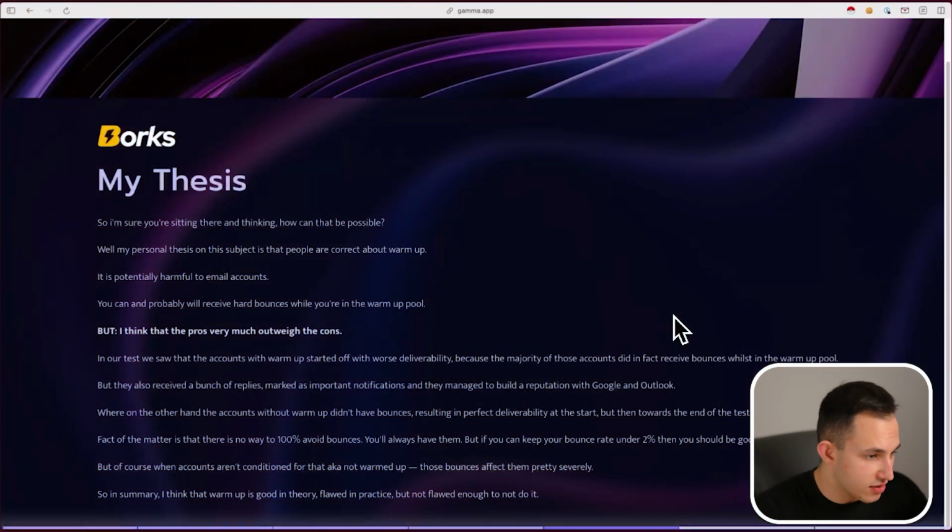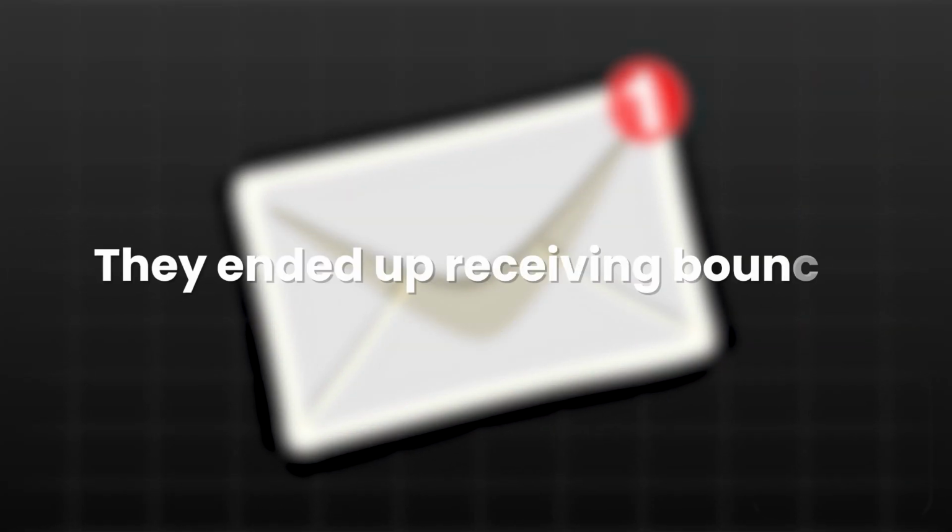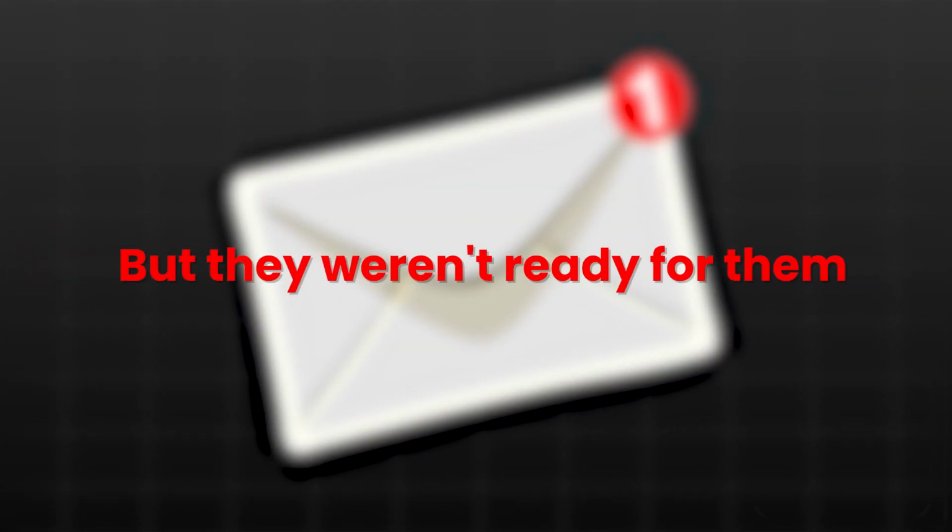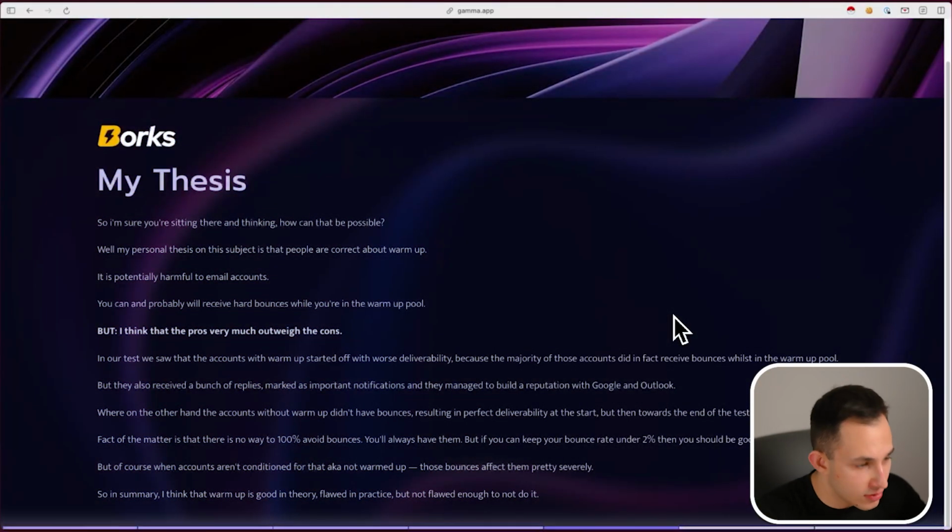On the other hand, the accounts without the warm-up didn't have the bounces, which resulted in, of course, perfect deliverability. But that was only at the start, and as they were sending, they ended up receiving bounces, but they weren't ready for them, right? Meanwhile, the accounts that did have warm-up had worse deliverability in the start, but they also built up reputation. So even though, yes, they were harmed a little bit, they had a bunch of reputation, which helped get them back up there.